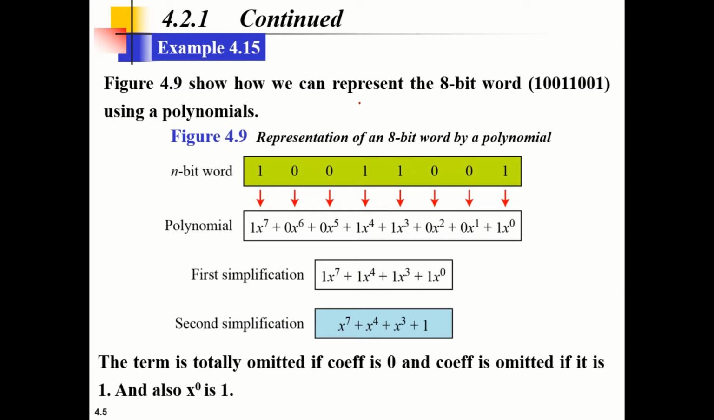Now it says how we can present this 8-bit word. This is the 8-bit word, and how we can represent it using polynomials. So we have to use these bits for creating the polynomial. Okay, so this will be the value of the coefficient, right? So here you can see we are having these coefficients, okay? These are the terms, this x raised to some power, these are terms, and these are coefficients.